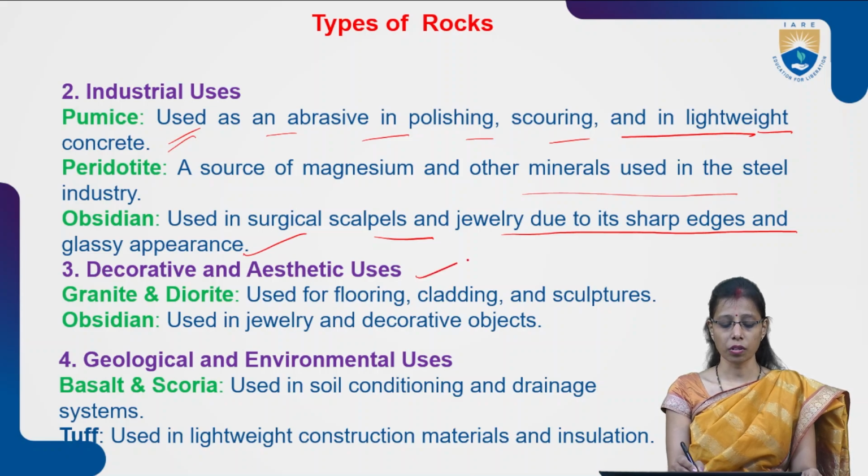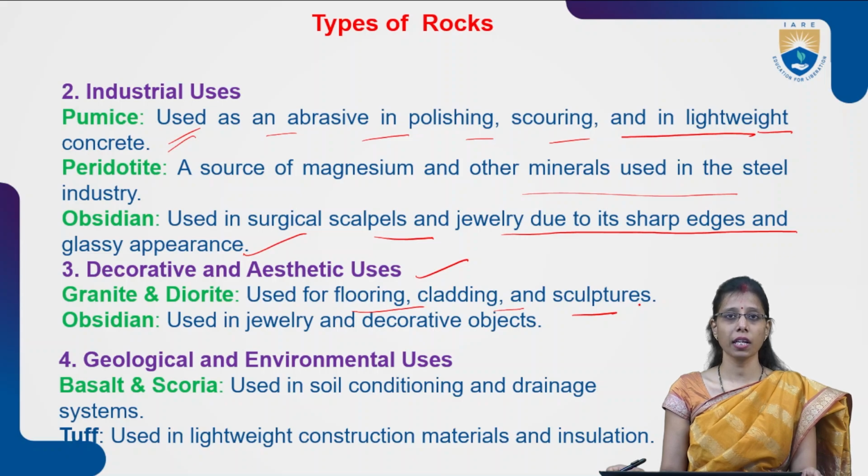Decorative and aesthetic uses. Granite and diorite are used for flooring, cladding, and sculpture. These rocks can also be used for aesthetic purposes, like flooring. In most places we see granite used as a floor material, for cladding, and for sculptures, and obsidian is used for jewelry and decorative objects.